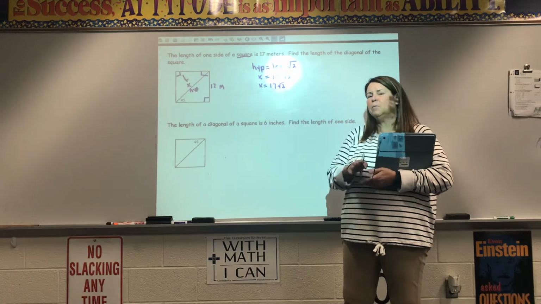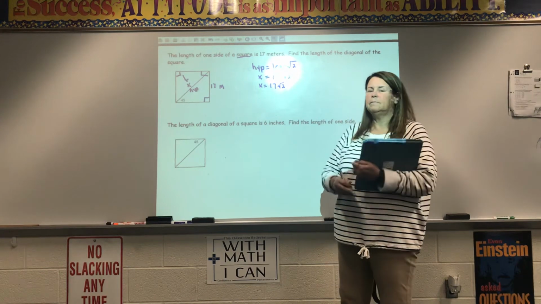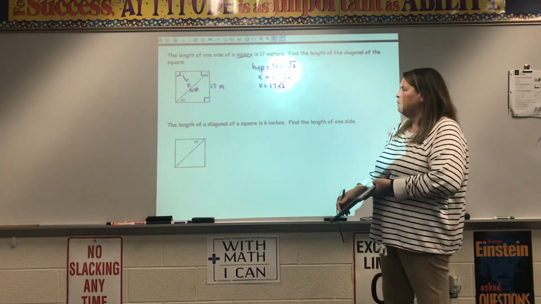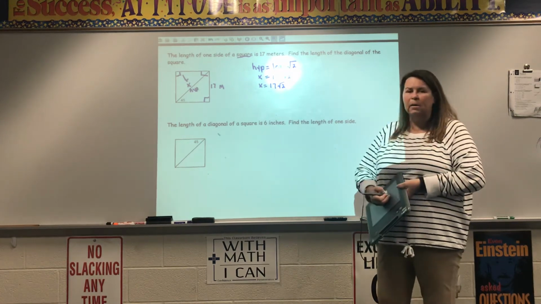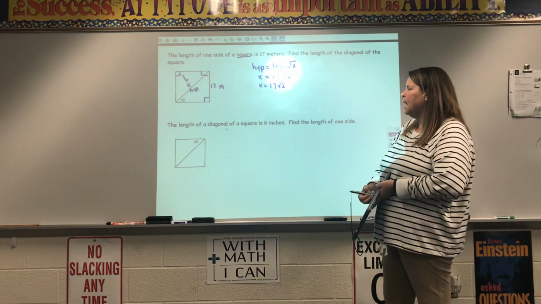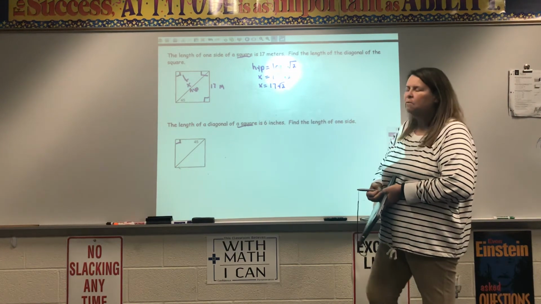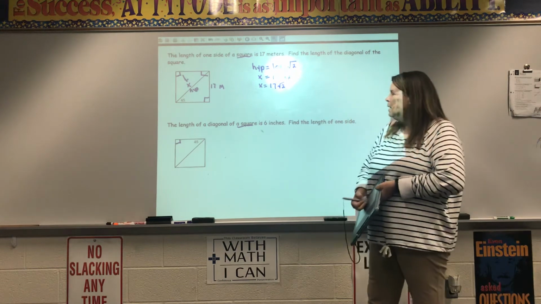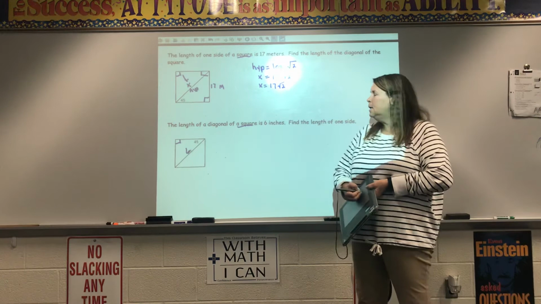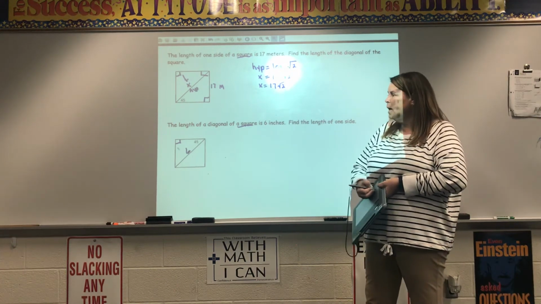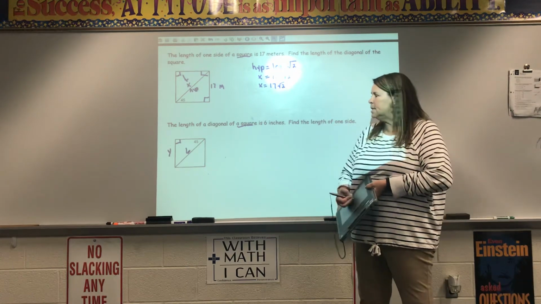So everybody at this point needs to pause and get this copied down. So hopefully you've gotten that copied down. And I'm going to move on to the next one. The length of a diagonal of a square, so since it's a square, right angles, right, is 6 inches. So the hypotenuse is 6 inches. Find the length of one side. So I'm going to find the length of that side.